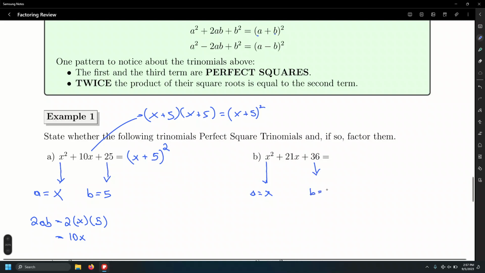The first and the third term are perfect squares in accordance with the first specification here. Now let's evaluate the quantity 2AB, which in this case is 2 times the quantity x times the quantity 6. That's going to result in 12x. Now the question is, does that 12x match the middle term here? So this is not a perfect square trinomial, and we will not be able to factor it using this perfect square trinomial method.